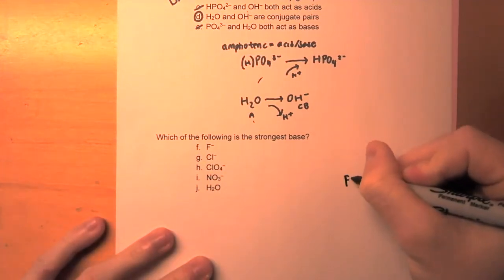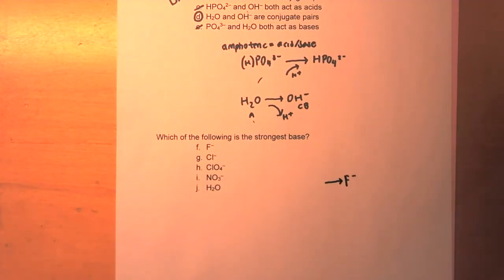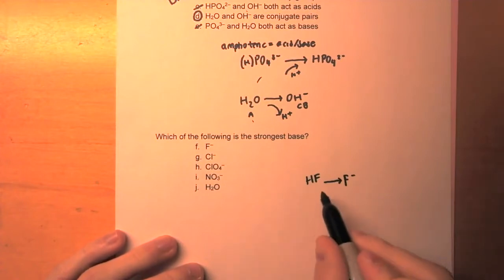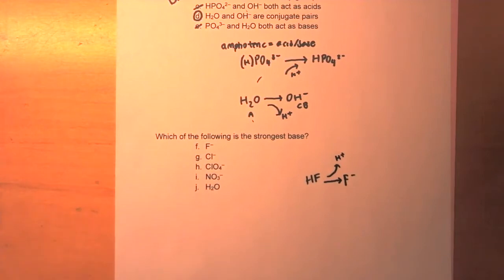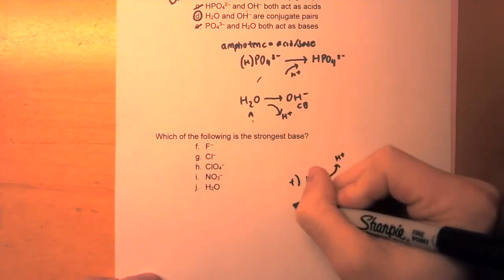So F-. Something goes to F-. If an acid goes to F- and an acid donates a proton, what would the acid have to be? It'd have to be HF. HF, if we lose a proton, it goes to F-. Again, 0 net charge, and then we lose 1, so we go to a -1 charge. So that one's good. That's option F.